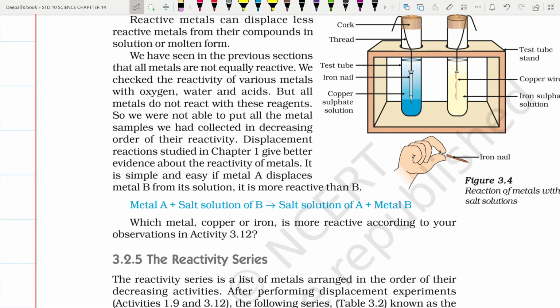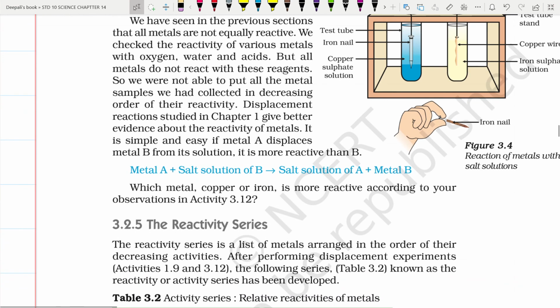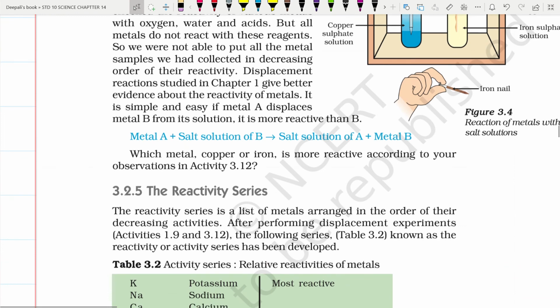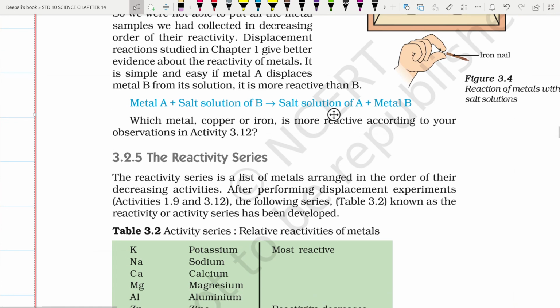We have seen in the previous section that all metals are not equally reactive. We checked the reactivity of various metals with oxygen, water and acid, but all metals do not react with these reagents. So we were not able to put all the metal samples we had collected in decreasing order of reactivity. But the displacement reaction studied in chapter 1 gives better evidence of the reactivity of metals, simple and easy: if metal A replaces metal B from its solution, then A is more reactive. So metal A plus salt solution of B gives salt solution of A plus B.